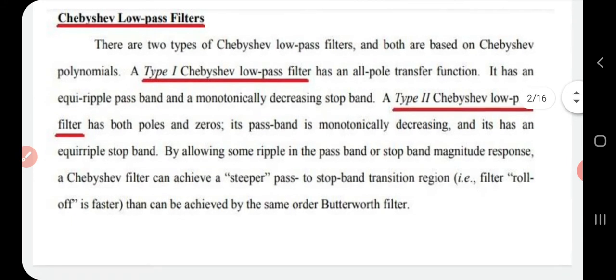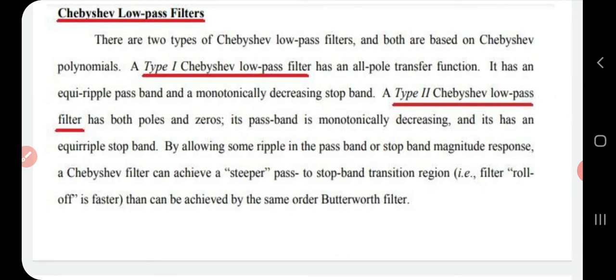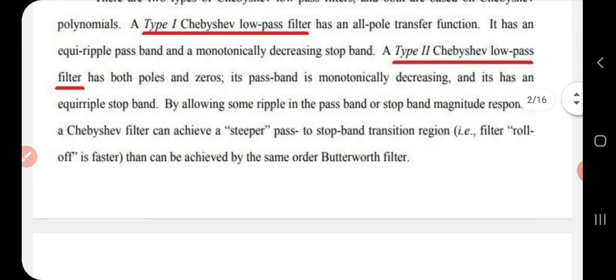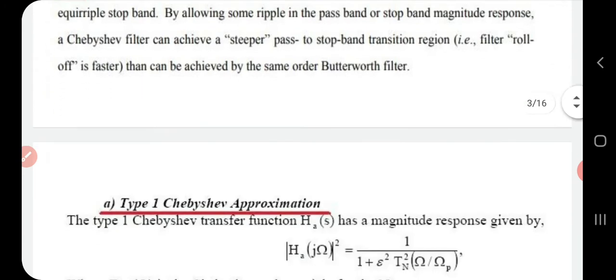Now, by allowing some ripple in the pass band or stop band magnitude response, a Chebyshev filter can achieve a steeper pass to stop band transition region. That is, the transition from pass band to stop band can be made steeper. How? By allowing some ripples in pass band. That particular process is called by the name roll off, that is filter roll off, and this can be achieved by the same order Butterworth filter. Acquiring of this process, that is roll off, is much easier in a Chebyshev filter when compared with that of a Butterworth filter of same order.